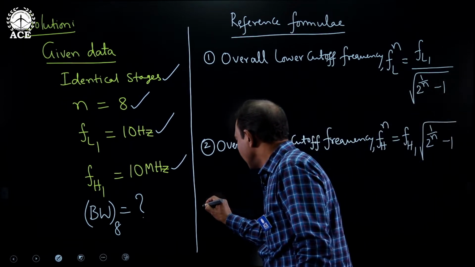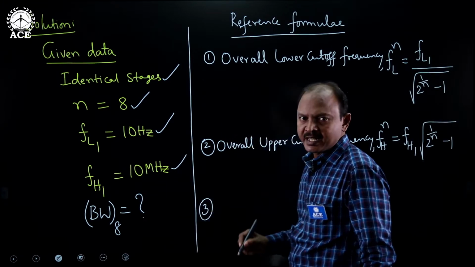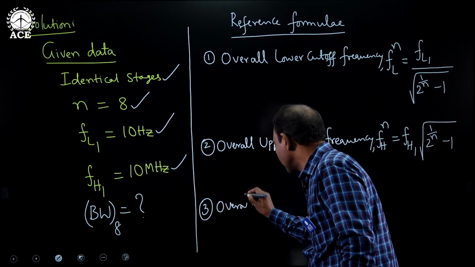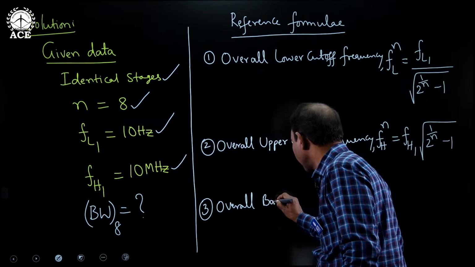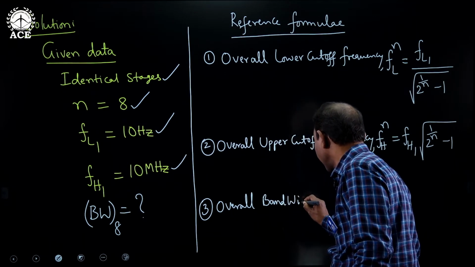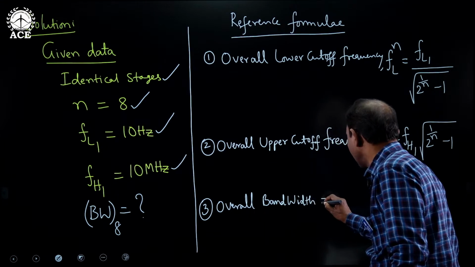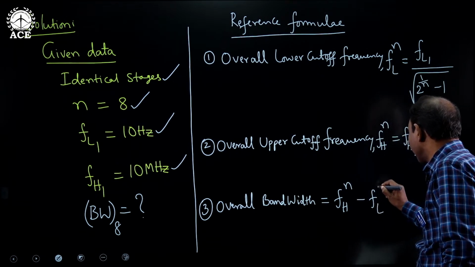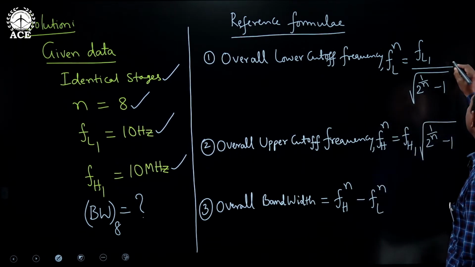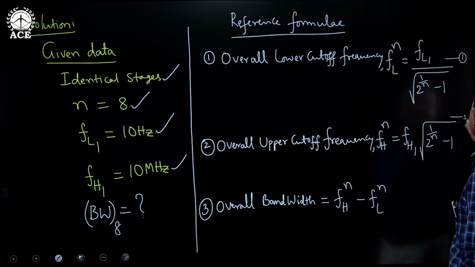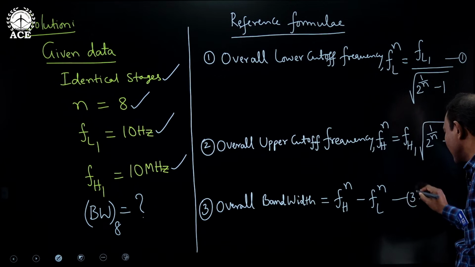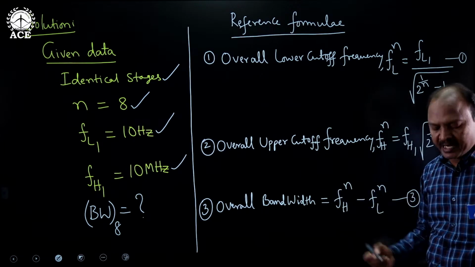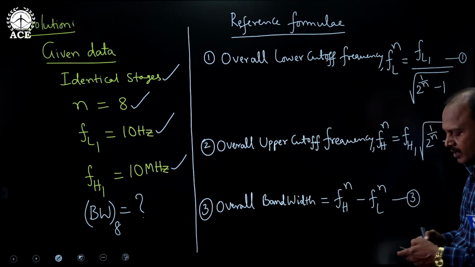And then finally, the parameter of our interest. The examiner is asking us to calculate the overall bandwidth. The overall bandwidth formula is FHn minus FLn. These are the set of equations. This is the first equation, the second equation, and the third equation we are supposed to use for the estimation of bandwidth. Now let's use these equations one by one and get the solution for this question.